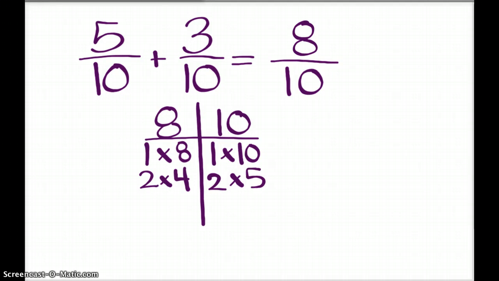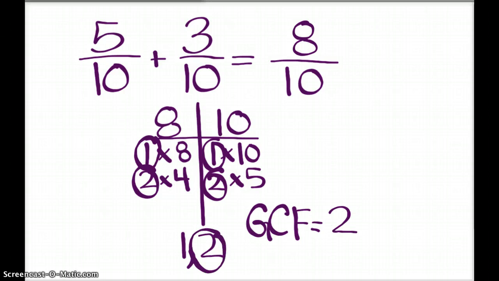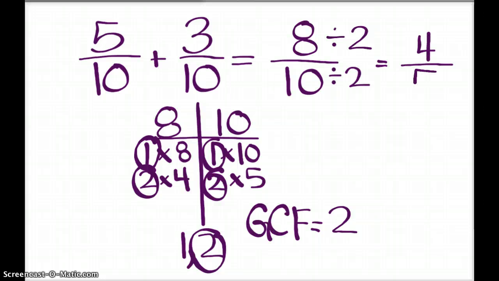Remember, the next step is to see which factors they have in common. They both have a 1, and they both have a 2. We're then going to identify our greatest common factor, and our greatest common factor is going to be 2. We will then divide both our numerator and our denominator by the greatest common factor. 8 divided by 2 is 4, and 10 divided by 2 is 5. So our final answer will be 4/5.